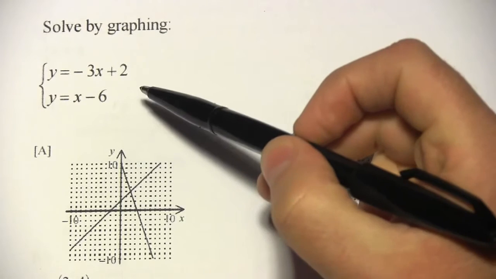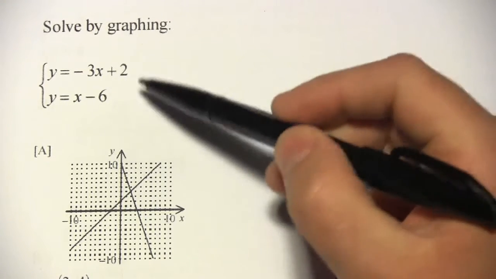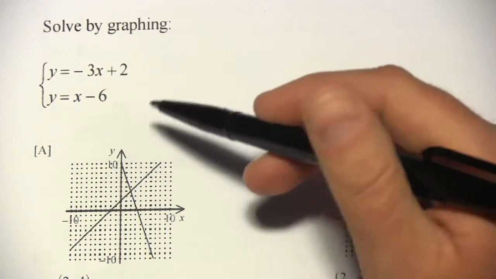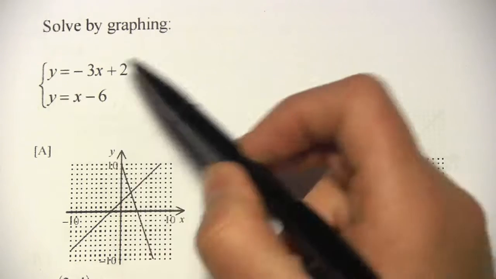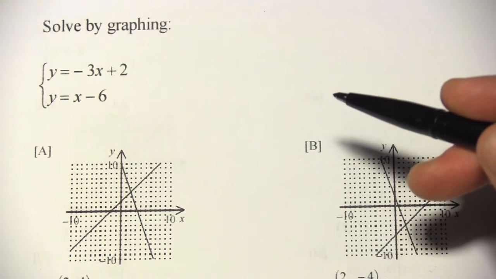You may have solved a system of equations before by using the elimination method, where you add or subtract the equations and try to get rid of one of the variables, or maybe by the substitution method. In this one, you could take x minus 6, plug it in for y up top, solve for x. Those are methods for solving systems of equations.